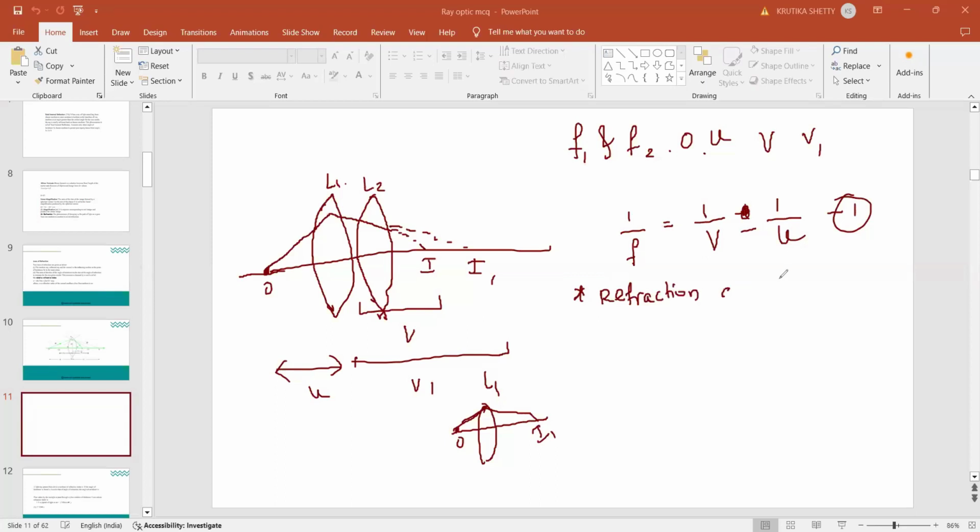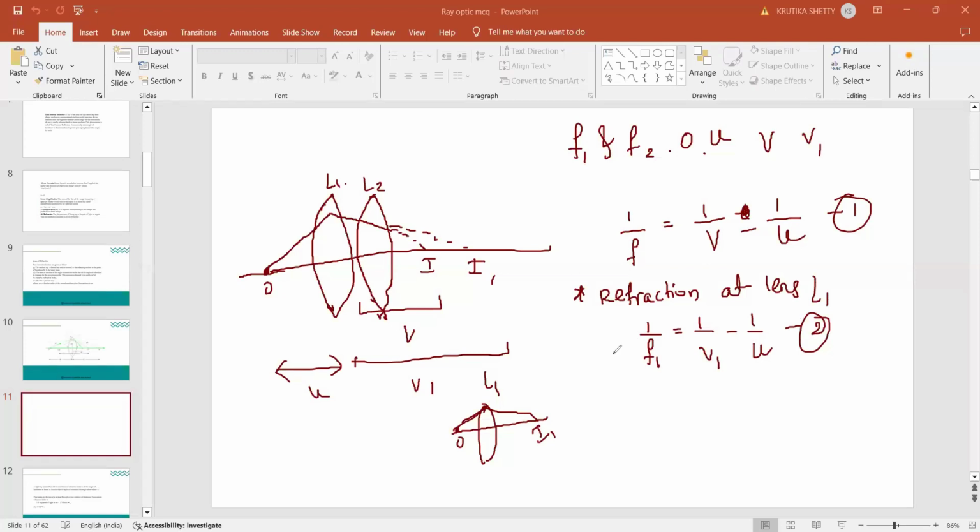Refraction at lens L1 in the absence of L2. Here it is written with focal length F1: 1 by F1 is equal to 1 by V1 minus 1 upon U. This is our equation 2.